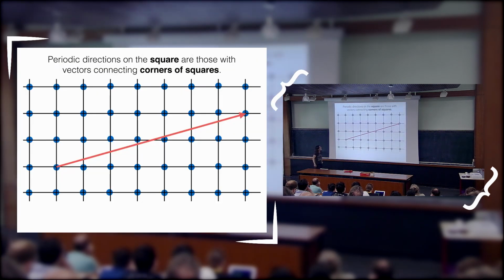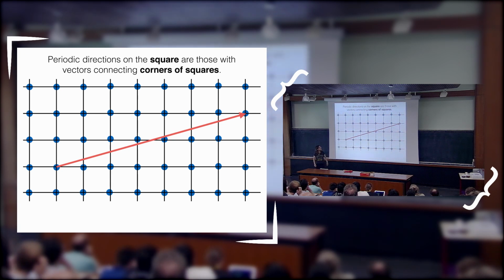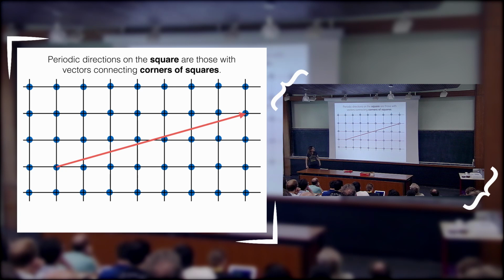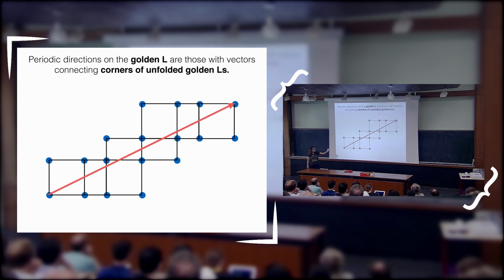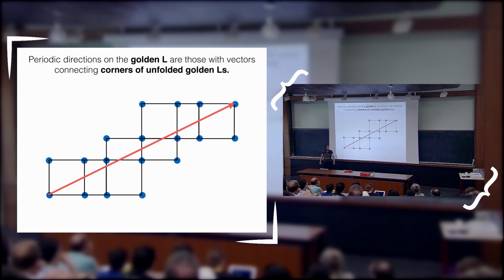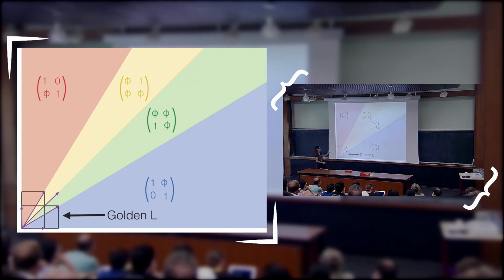OK, so periodic directions on the square are those with vectors connecting centers or corners of squares like this. And periodic directions on the golden L are those connecting corners of unfolded golden Ls, so unfolded squares and little golden Ls. So what we're going to do is, instead of putting a square in the corner of the first quadrant, we'll put a golden L. And instead of breaking it into 2 sectors, we break it into 4 sectors.